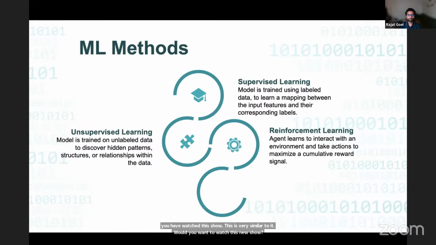Next category is reinforcement learning. Here, the agent learns to interact with a new environment, and it takes actions to maximize a reward signal. Consider it very much like training a dog. You have to give them treats, or in this case, sometimes punish the system and say, hey, you are doing it wrong versus you are doing it right. And then by trial and error, it would eventually learn how to solve a problem.